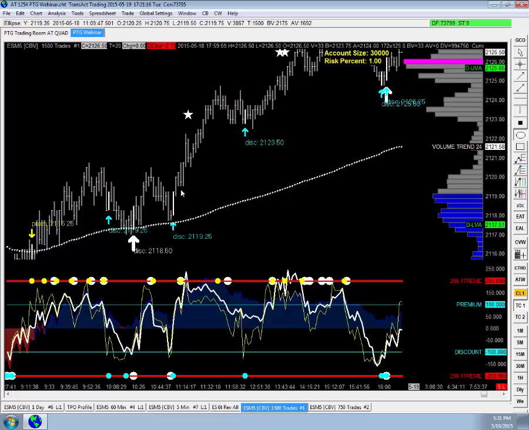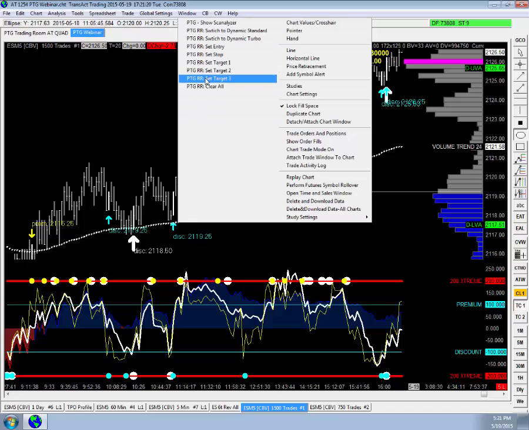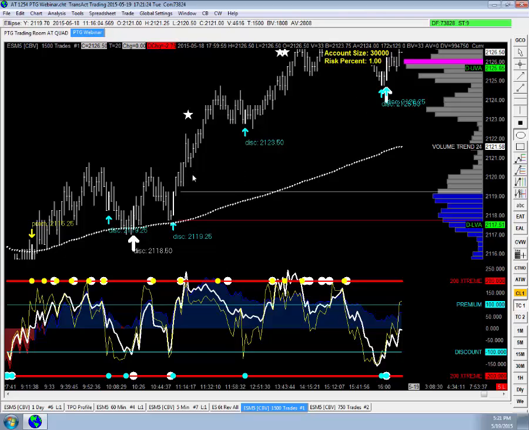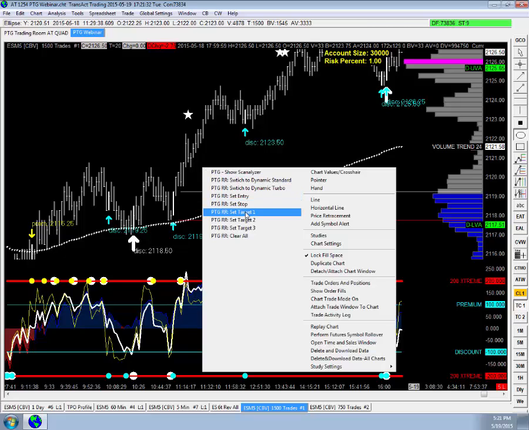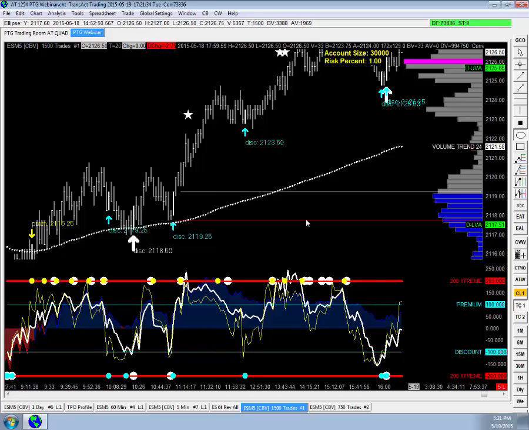All right, so for instance, on an entry here, it would actually be, well, actually it won't show here, but it'll actually show an entry, a stop, and then risk-free levels and targets.